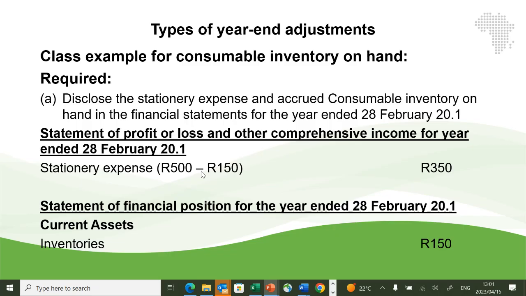You can't add. If you add, it's going to be incorrect. Because we only bought stationery for 500 and we are subtracting the one that we did not use so that we can determine the one that we've used in the current financial period, which is 350. Then under the statement of financial position, we're gonna go under what? Under current assets. We're gonna include it as an item of inventories. So the consumable inventory on hand is gonna be part of your inventories. That's why we're gonna add that 150 to inventories.